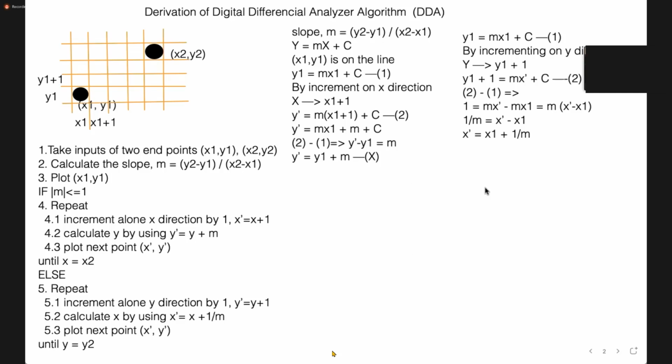Is that clear and understood? Yes or no? Yes, sir. Right. Now, I will stop here. This is what we call the digital differential analysis algorithm. May I clean the whiteboard now? Okay. I'll go back to my slides now.